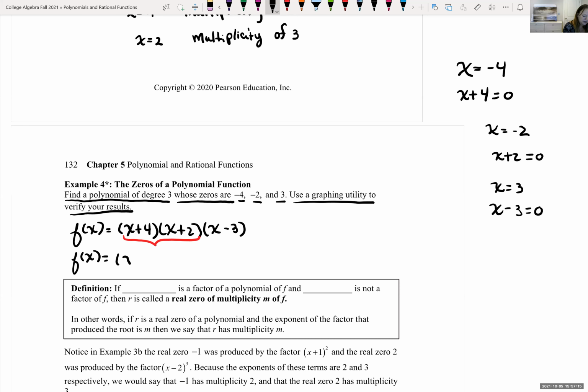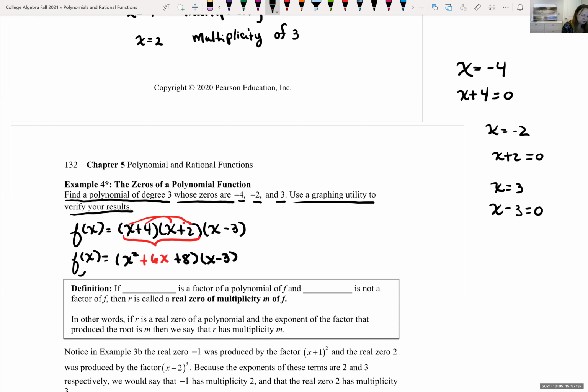So in that case, we would get x squared. I'm just curious about my middle term. This is going to be a 2x plus a 4x, so the middle term is plus 6x. And 4 times 2, that would give me a plus 8. All times x minus 3.